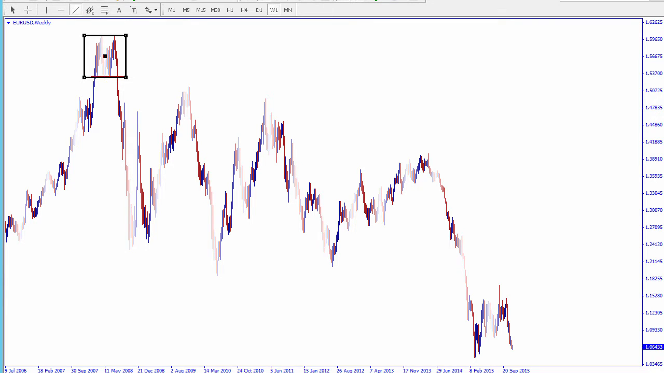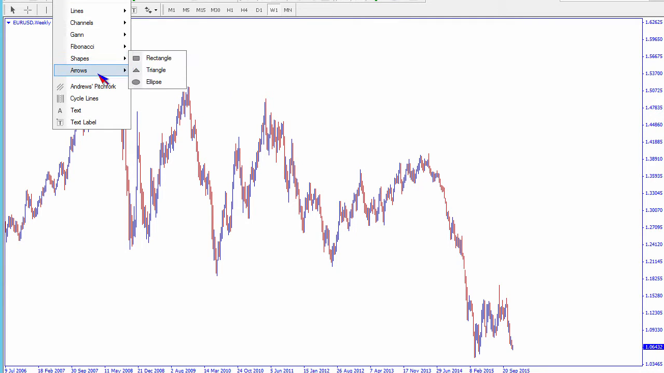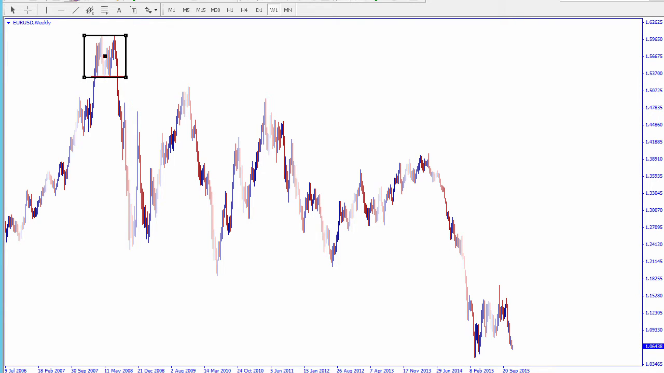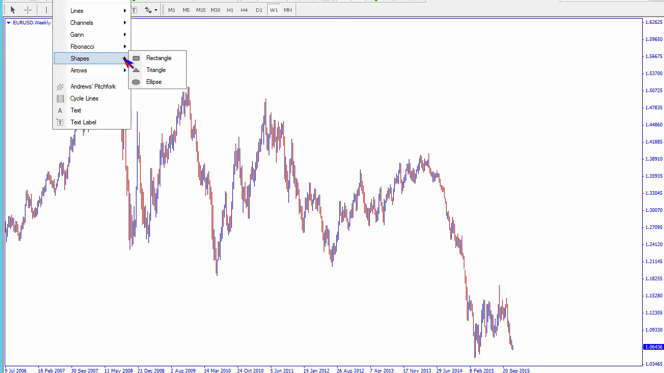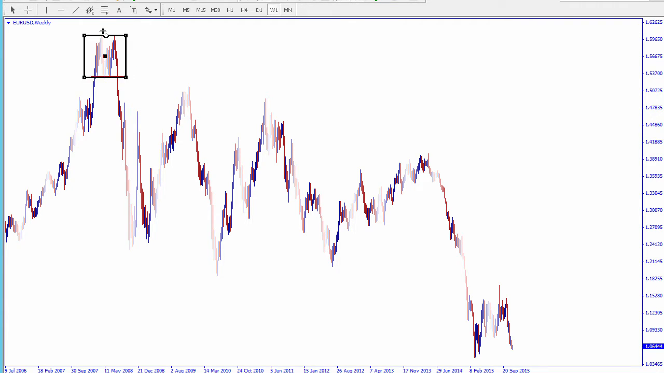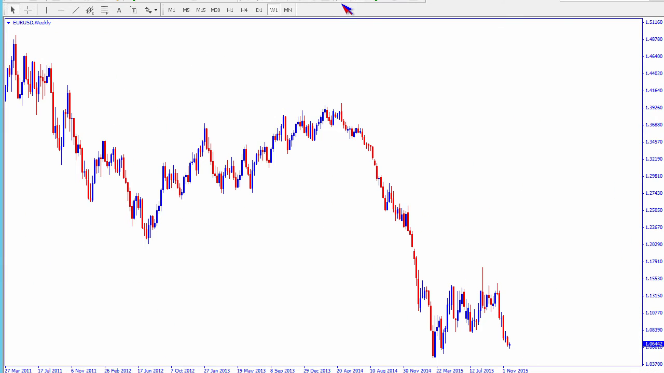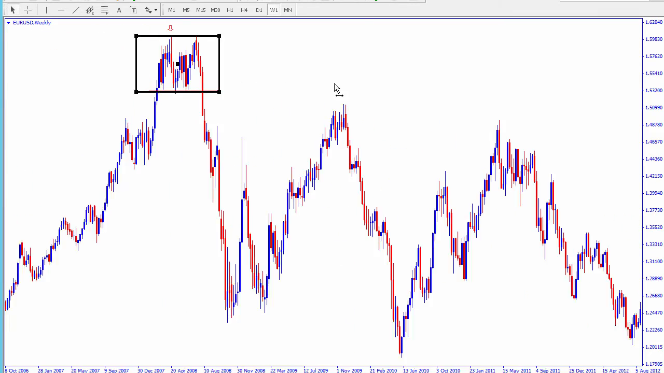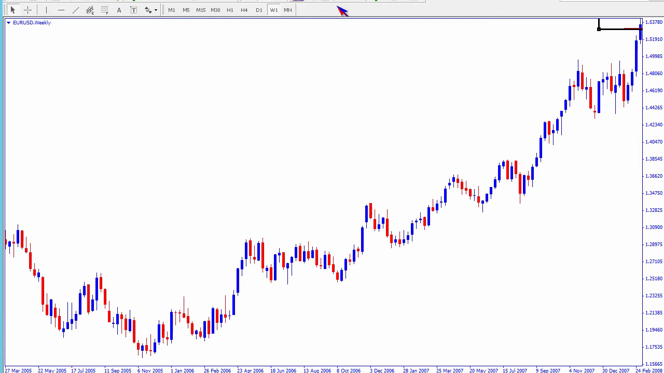What is one of the first things we actually see back here? Arrow down. Shapes, arrow down. So we look right here, this was a swing high. And the markets love swing highs and swing lows. They love swing highs and swing lows. They just do.